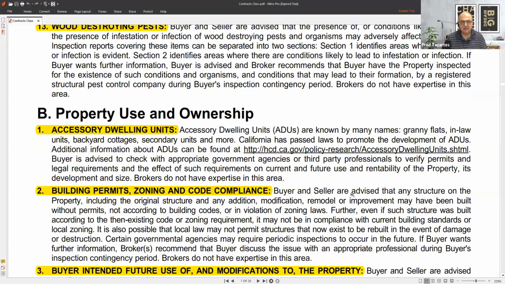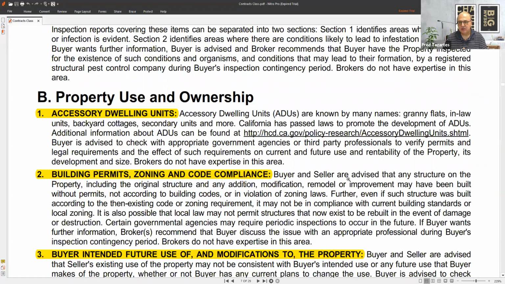Hot topic these days, accessory dwelling units. If you have one, discuss it, let everyone know about it. When you have your inspections, make sure you inspect the ADU also. If you are planning to put an ADU in a property, make sure you have the ability to do that.